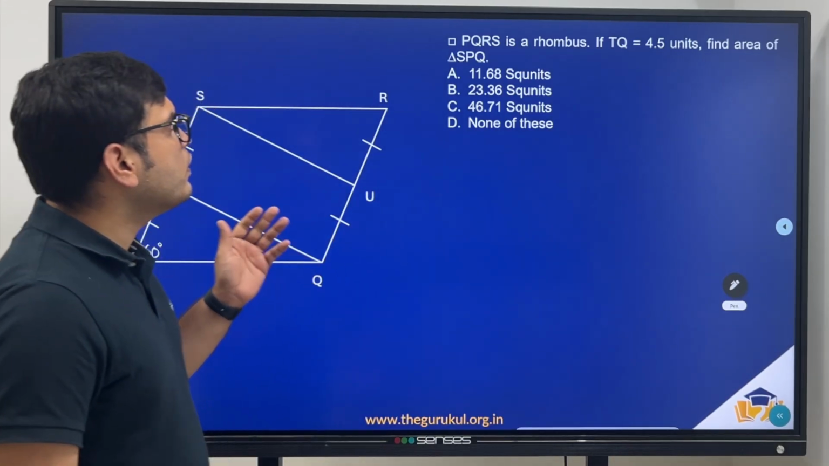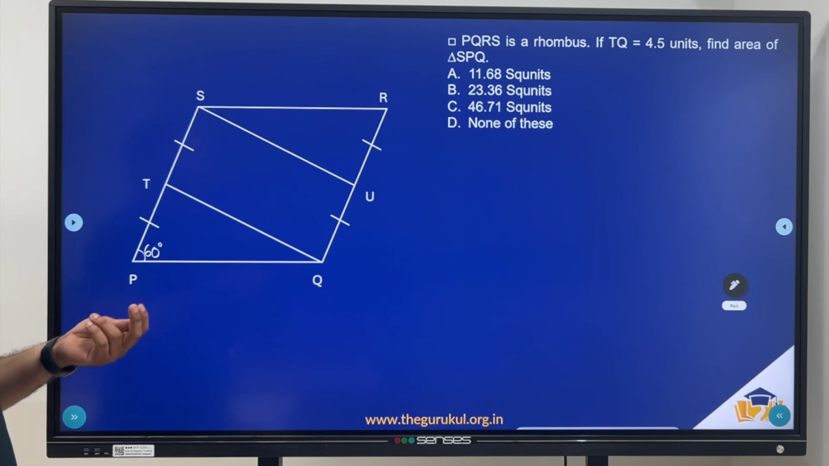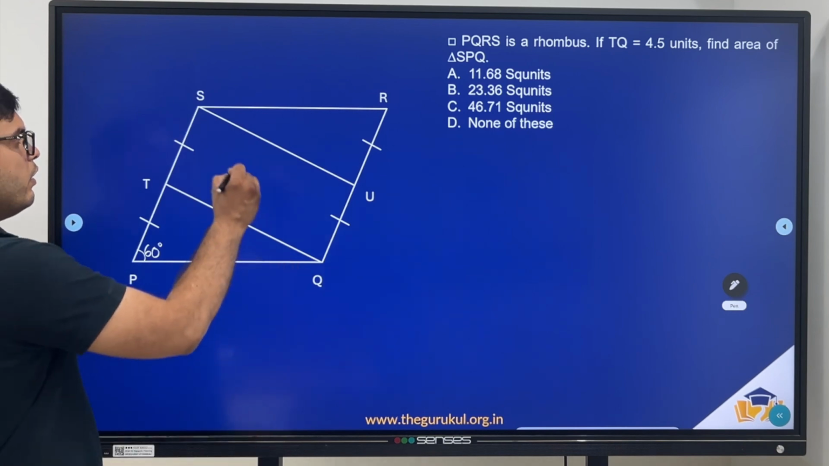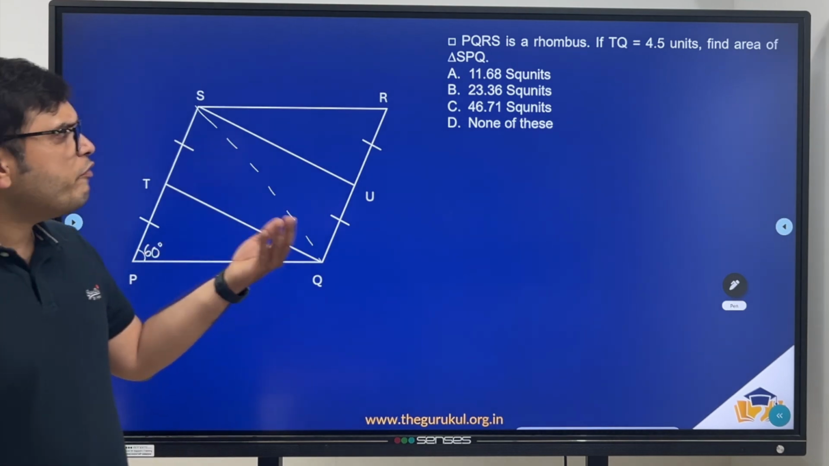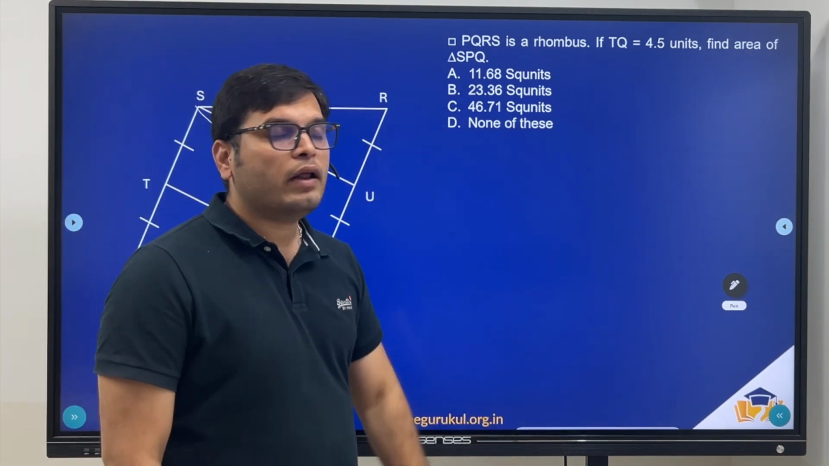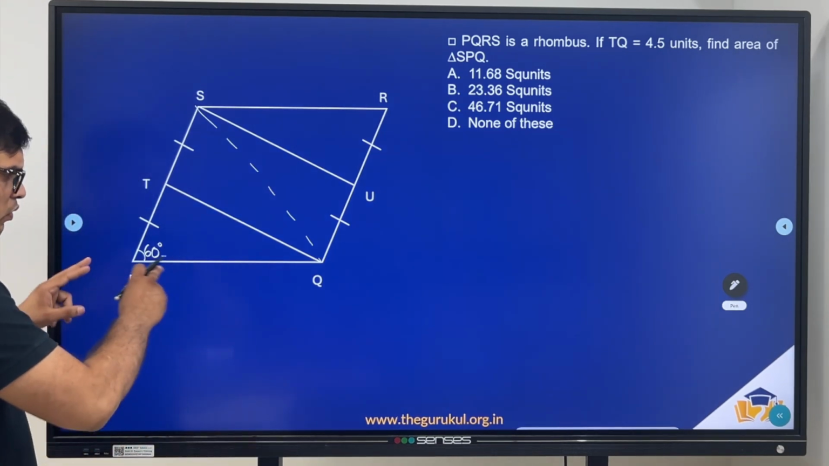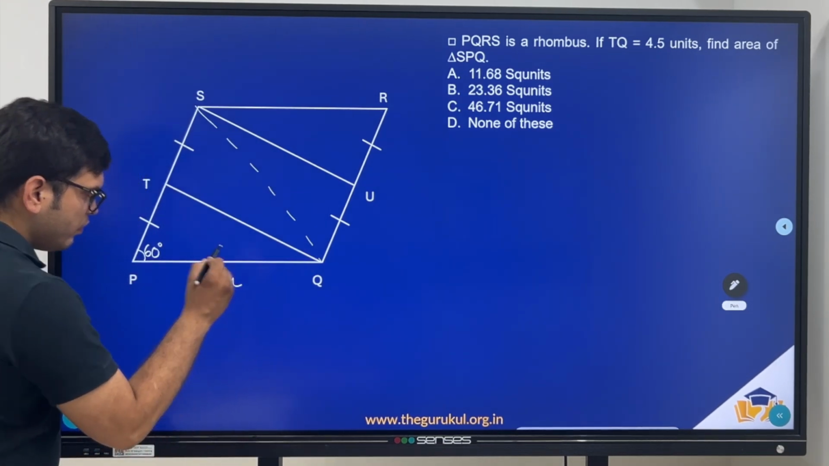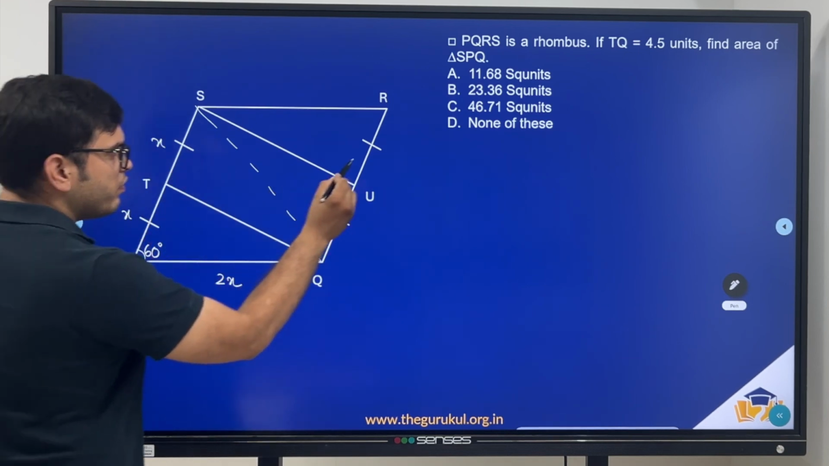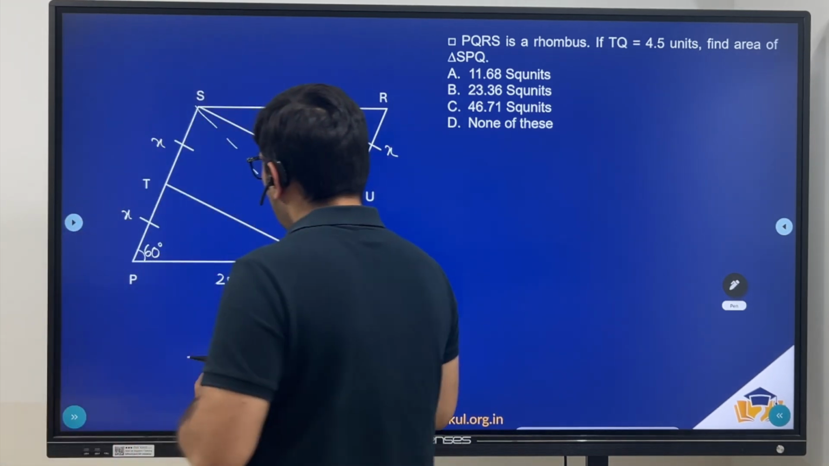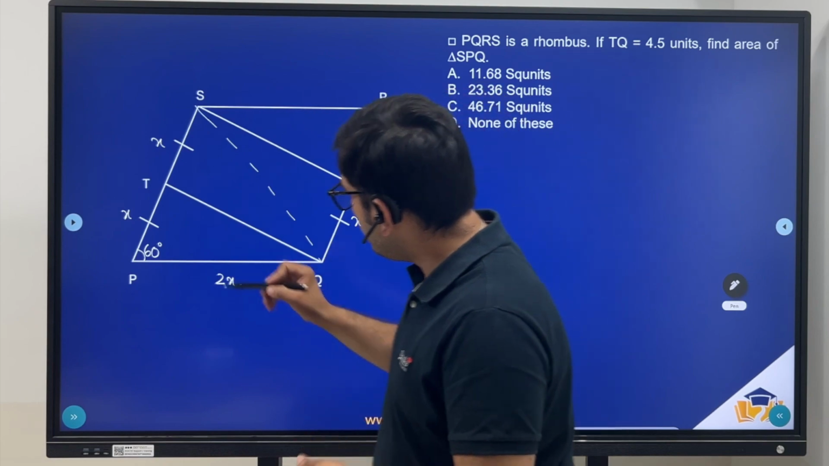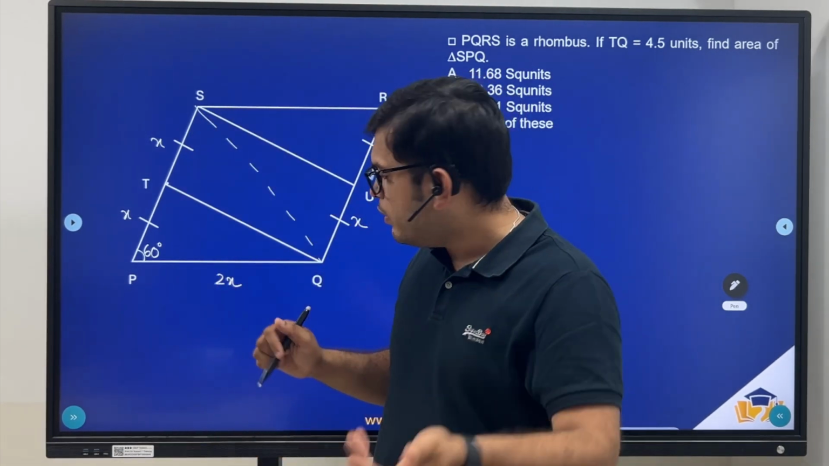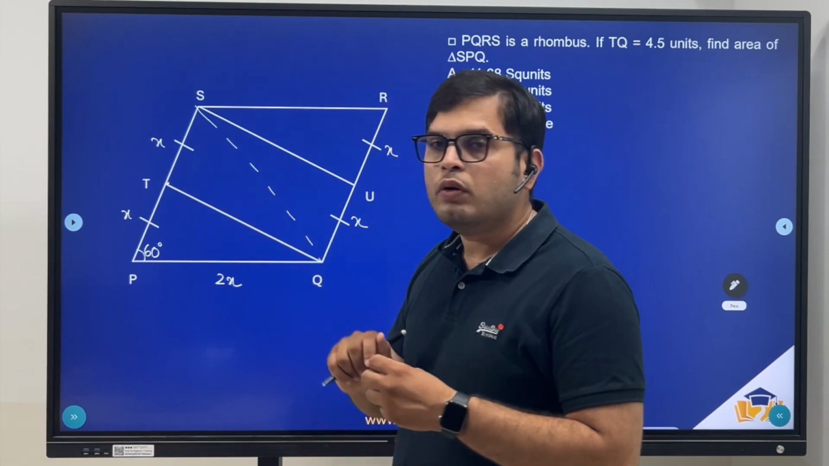Now coming to the third question: PQRS is a rhombus. If TQ is equal to 4.5 units, find the area of triangle SPQ. So we should be finding the approximate value of the area of triangle SPQ. Now let the length of the side be 2x. If that is the case, this is x, this is x, this is x, this is x. Now we are asked to find the area of triangle PSQ, where QT is nothing but the median drawn from vertex Q to base PS.